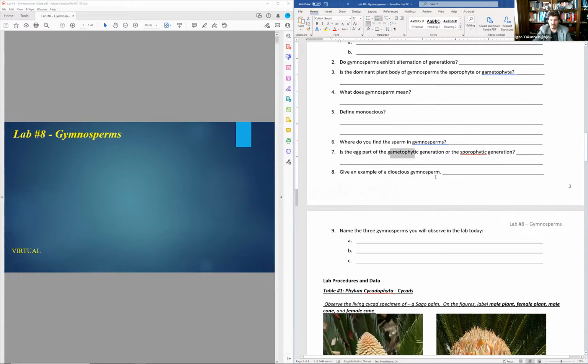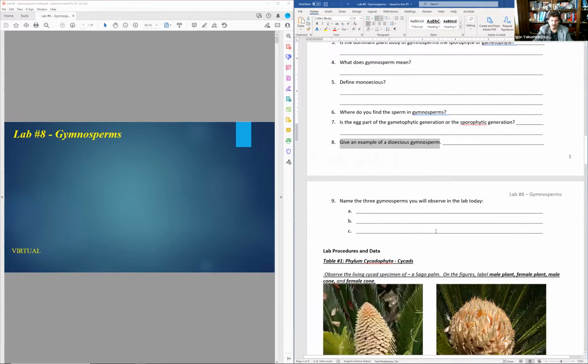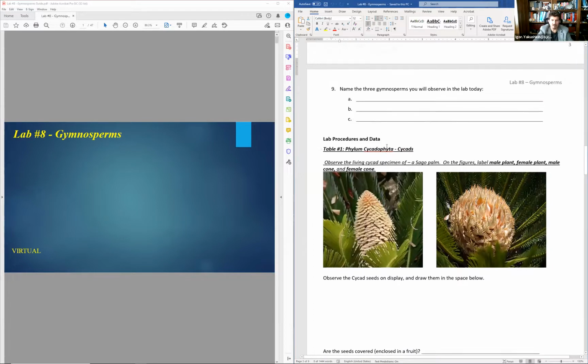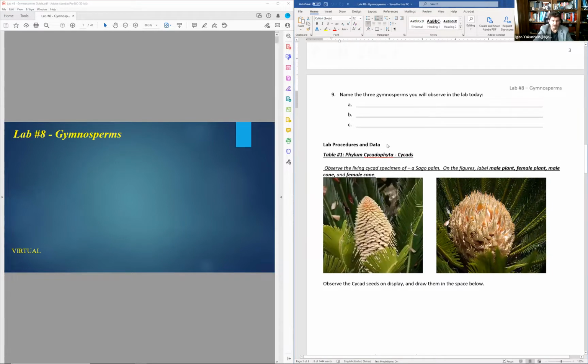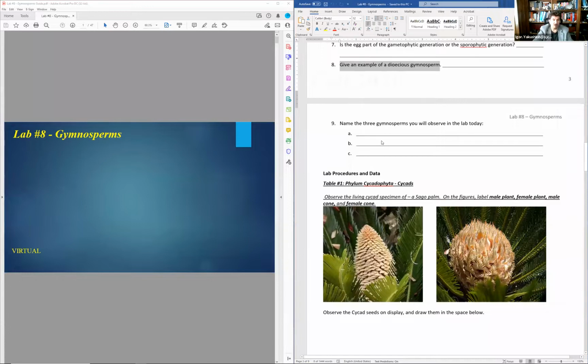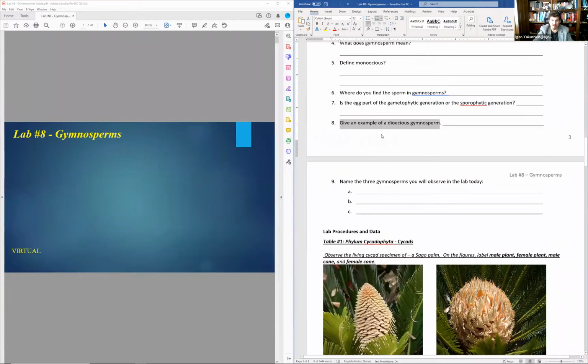Give an example of a dioecious gymnosperm. I just told you that the cycads or sago palms are dioecious. That would be one. Another one, like I said, during the summer I couldn't resist myself, and it was on sale. It was a very sad looking tree. Now it's actually a little bit better, but not a very tall ginkgo. I bought it and I planted it. So yes, ginkgos are also dioecious.